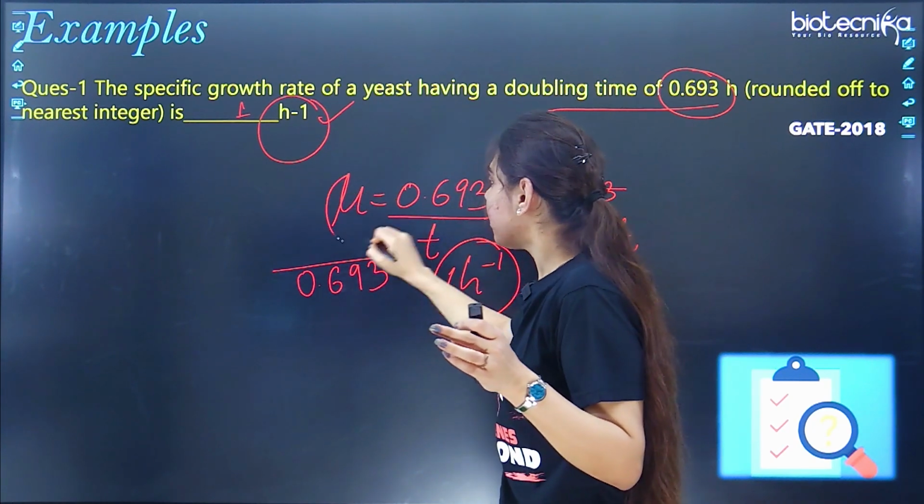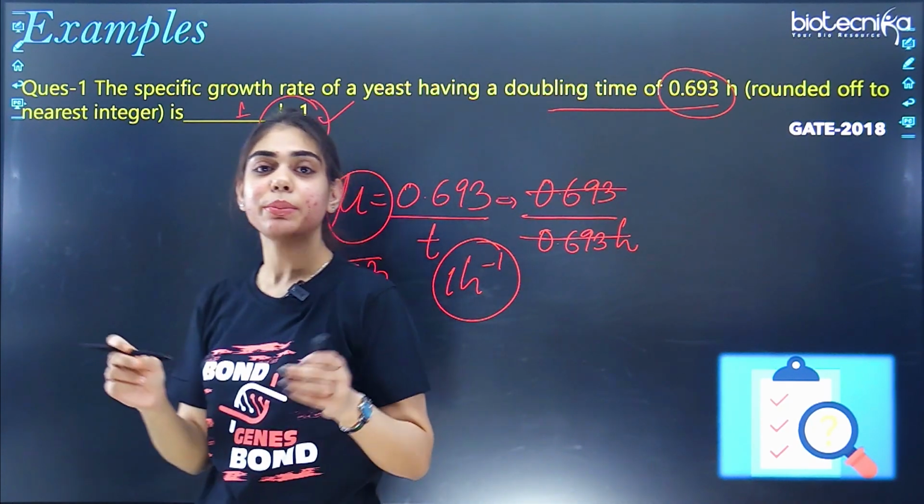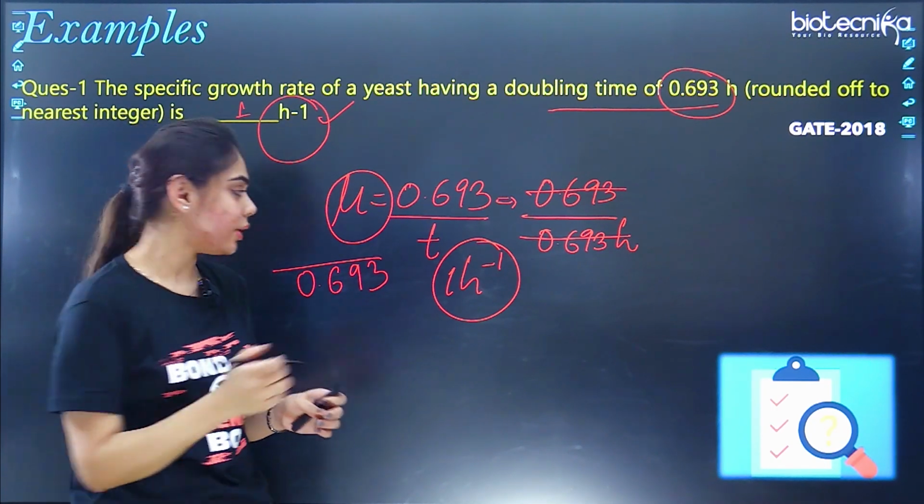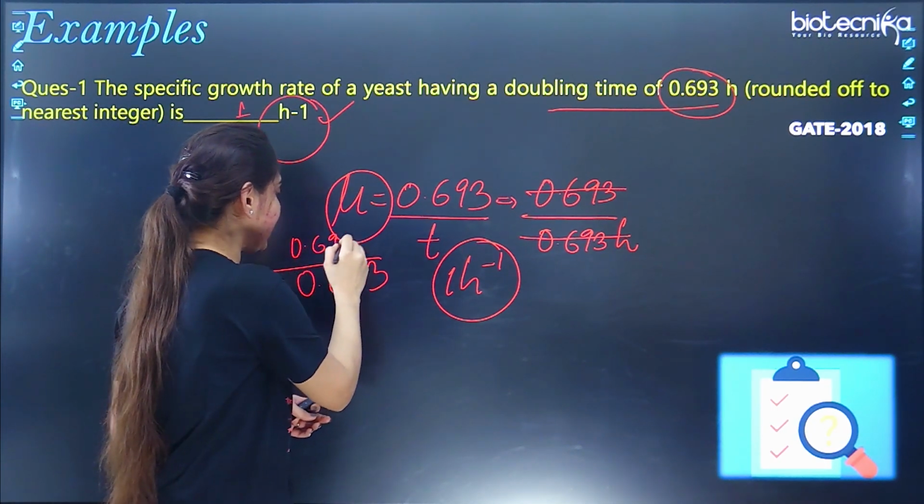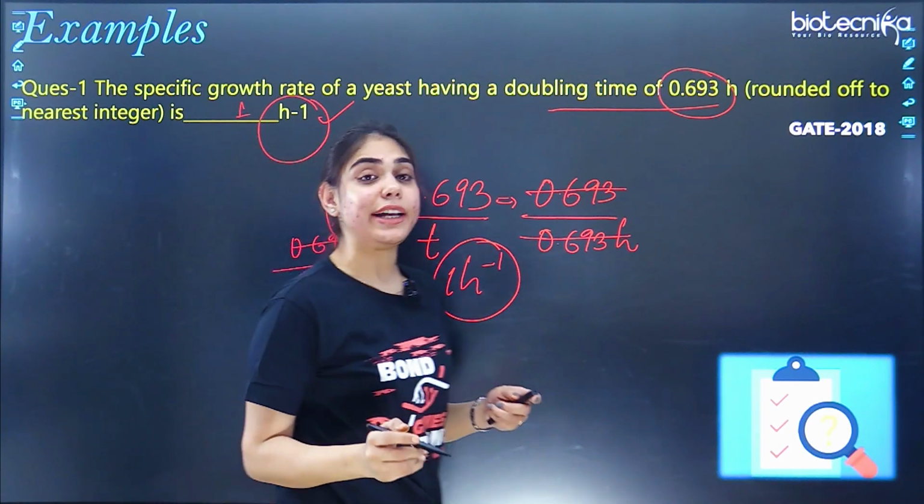But what is the formula for the doubling time or specific growth rate? Mu is equal to 0.693 upon T. So I'll just put in the value and cancel this. So I'll get the final answer.